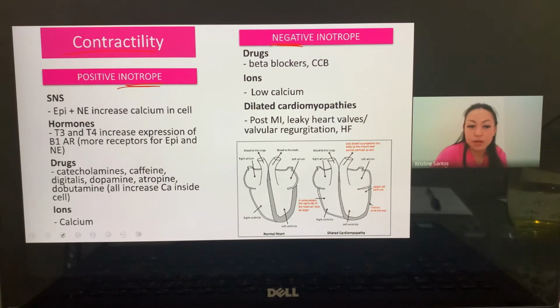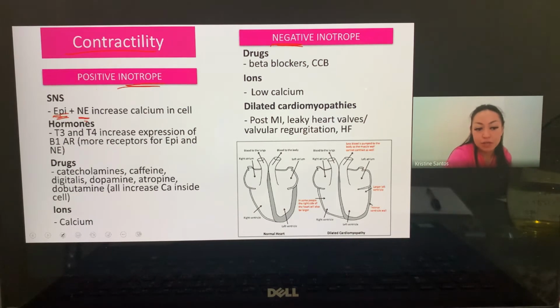Right? So positive inotropes can be epinephrine or norepinephrine. If you activate your sympathetic nervous system, you increase the release of epinephrine or norepinephrine, and they bind to beta-1 adrenergic receptors and trigger a cascade of reactions. Ultimately, they increase the calcium inside a myocardial cell. And an increase in calcium means an increase in the contractile force, because calcium is linked to the contraction of the myocardium, right? So if you increase calcium in the cell, you increase the force of contraction. So positive inotropes: epinephrine and norepinephrine.